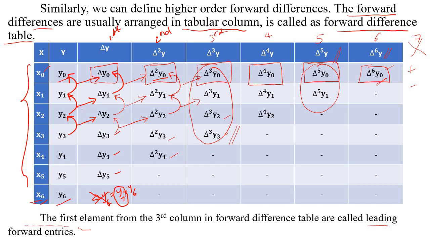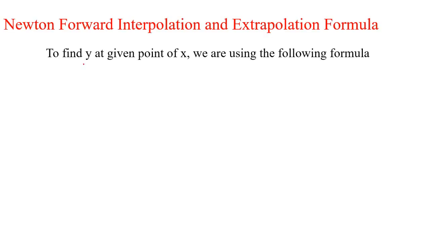Now I will give the forward interpolation and extrapolation formula. To find y at a given point of x, x may be anything between the range or outside the range. If x is between the range, we call it interpolation. If it is outside the range, we call it extrapolation.